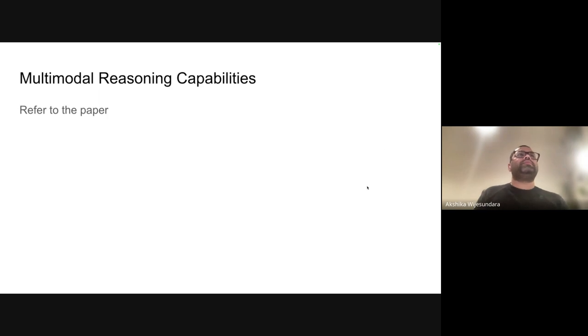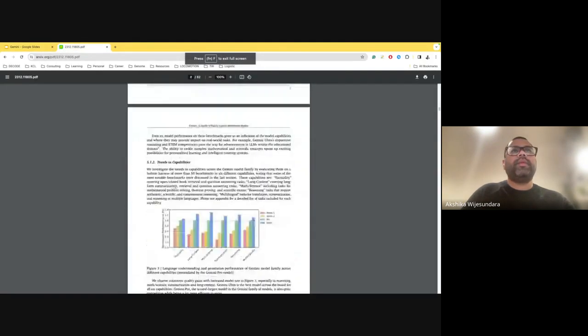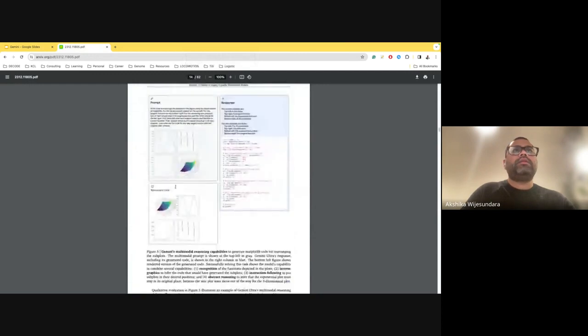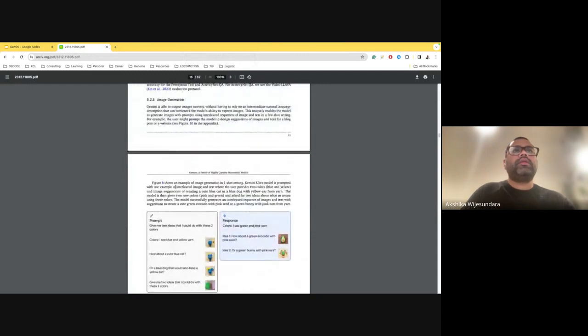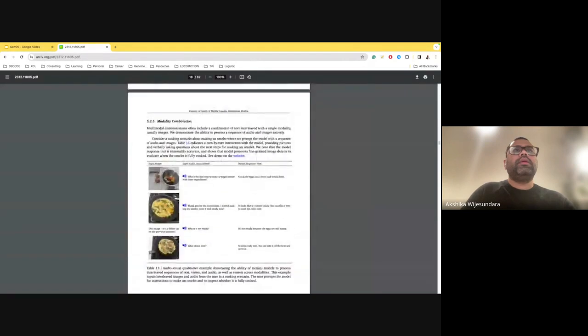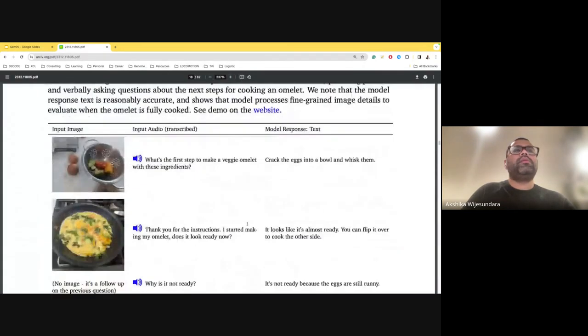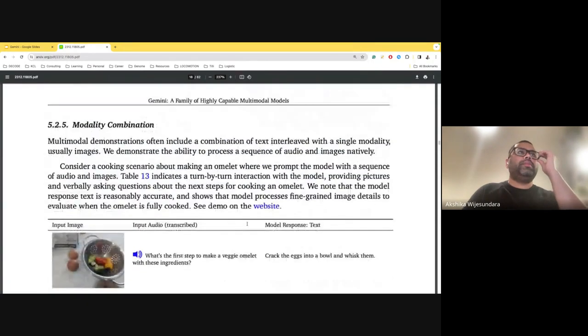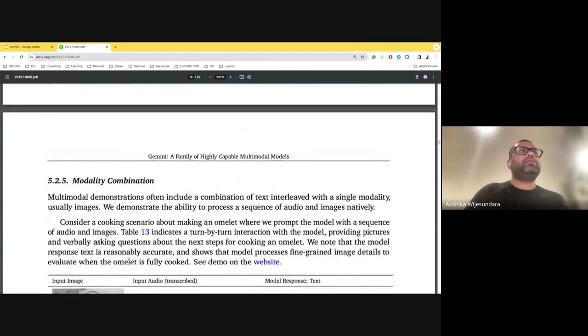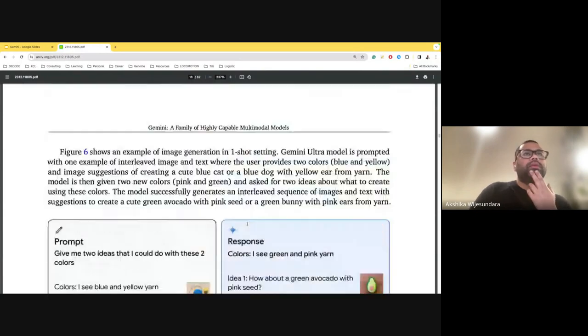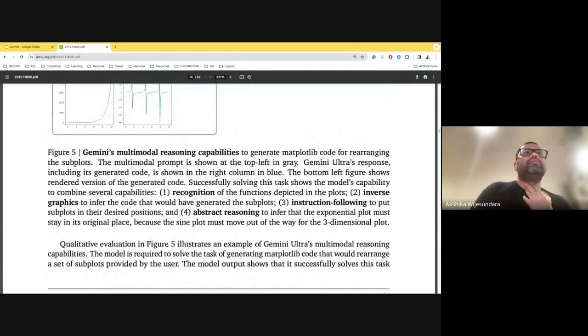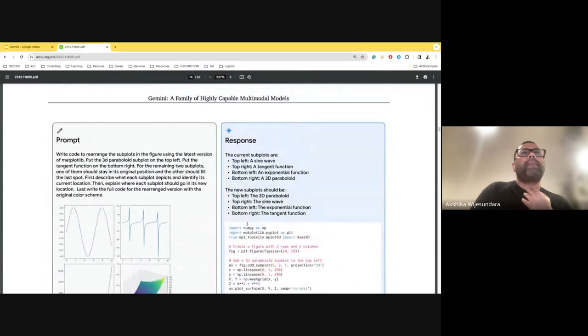Okay, so for multimodal reasoning capabilities, there was an example I want to show. So this is the paper. Let's see if I can take that up. Yeah, I think this is an interesting example. Actually, this is not the one. Multimodal reasoning. Yeah, this is the one.